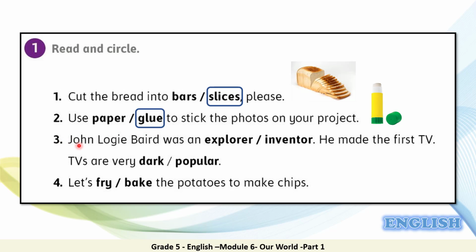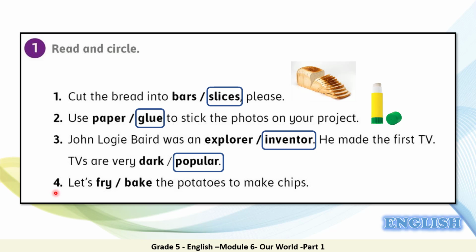Number 3. Jean Logibert was an blank. He made the first TV. Explorer or inventor? Who makes new things, my friends? Good job, an inventor. And here is a completion. TVs are very blank, dark or popular. Amazing, popular. You know popular means famous.